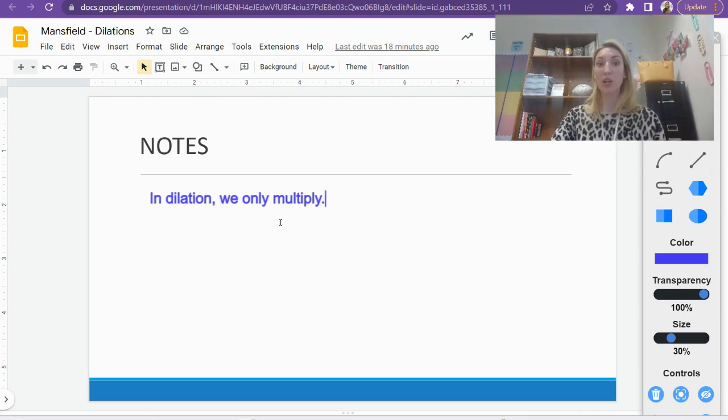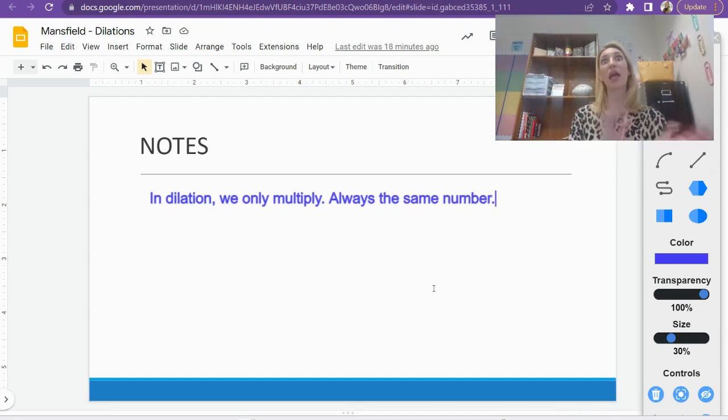Now, I do have good news. This number that we are multiplying is always the same number. It's not like you have to find a number for the x and a number for the y. If it's 0.5x, it's also going to be 0.5y. If it's 7x, it's also going to be 7y. It's always going to be the same number. They can never be different. If it's different, your dilation failed, that's not a dilation. The numbers always have to be equal.